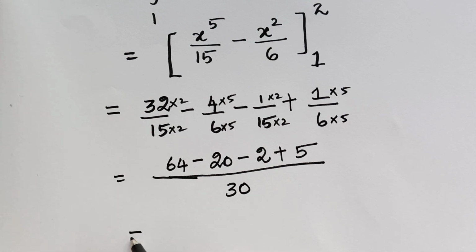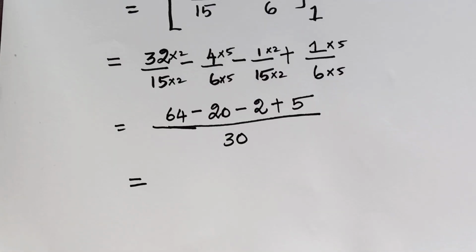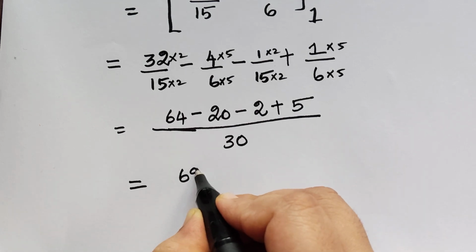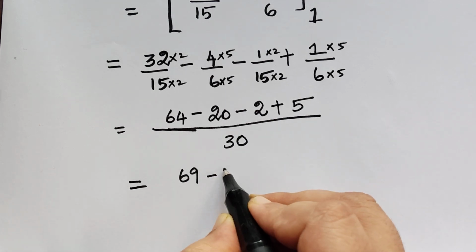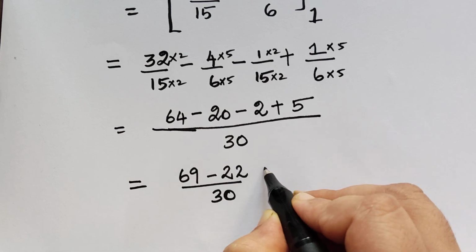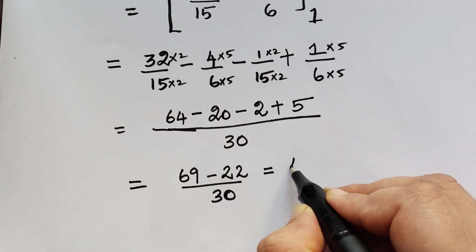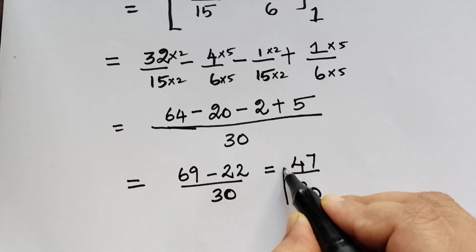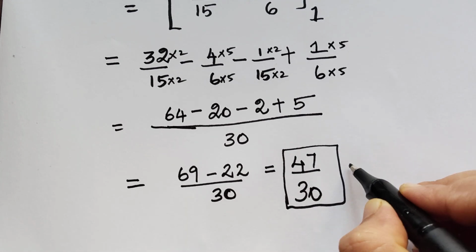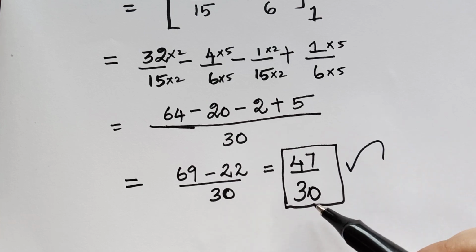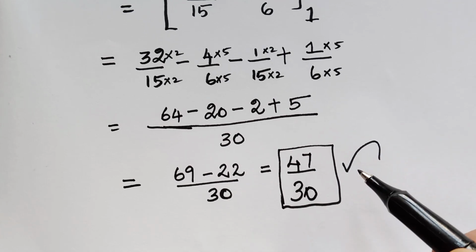On simplification, what is 64 plus 5? It is 69. Minus 22, because 20 plus 2. So 69 minus 22 divided by 30, and that will be equal to 47 divided by 30. So this is the required answer. That is, after evaluating the given integral, we get 47 by 30 as the answer.